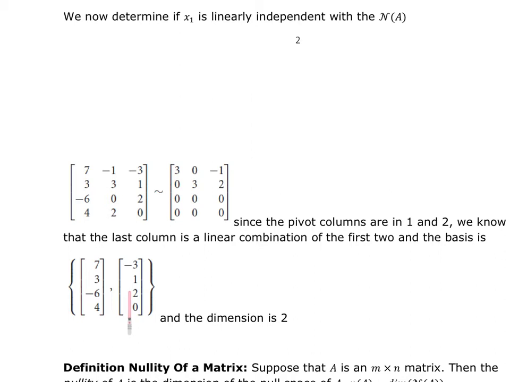So we know the last column is a linear combination of these two vectors, and so my basis of my null space is x sub 1, and then I use my first column. That's only because I was asked to include x sub 1, not because I necessarily had to change it. I'm just asked to include it, and my dimension is 2.